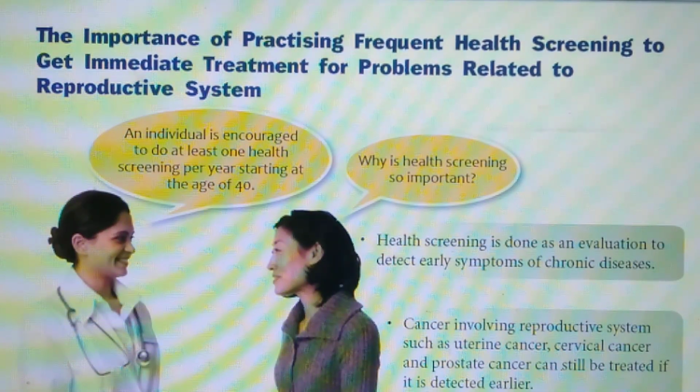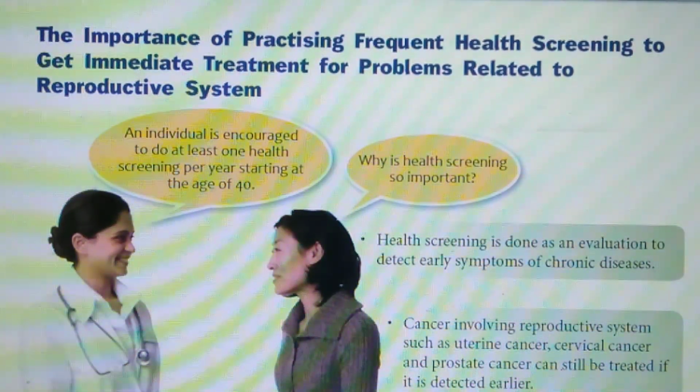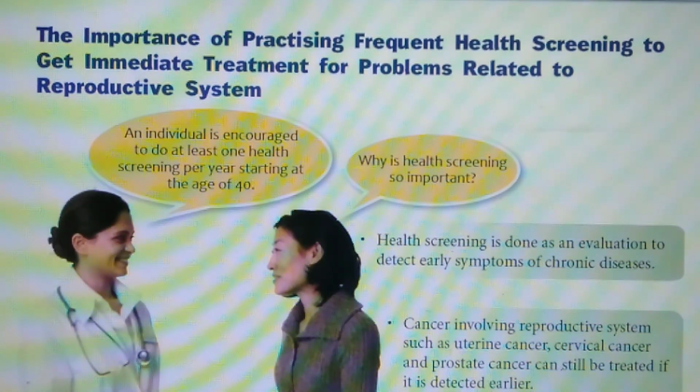It is very important for the married couple to have frequent health screening in order to get immediate treatment for any problem related to the reproductive system. This is to make sure that we don't have to wait a longer time to have children, who become our lovely things in this world. So it is important for both married couples to practice frequent health screening. An individual is encouraged to do at least one health screening per year starting at the age of 40.